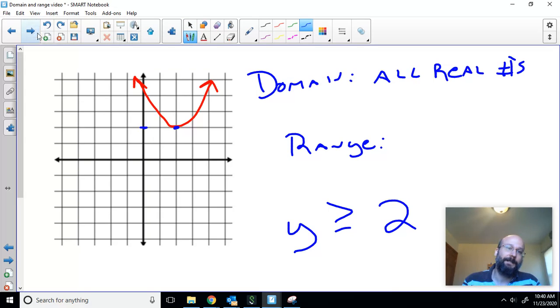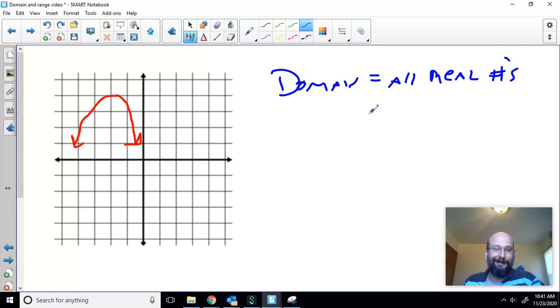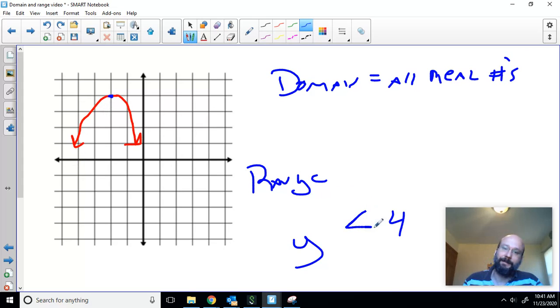Arrows pointing up. This one, same thing. Arrows going left, arrows going right. So your domain is all real numbers. Again, I'm using this little symbol. But your range, on the other hand, where's the range starting on the y? At this point. And I have to pick this point, right? I can't pick a point down here because this is an arrow, which means it's going down forever. So my range has something to do with 4. And again, the arrow's going down, so it's less than or equal to this number because the arrow's going down.